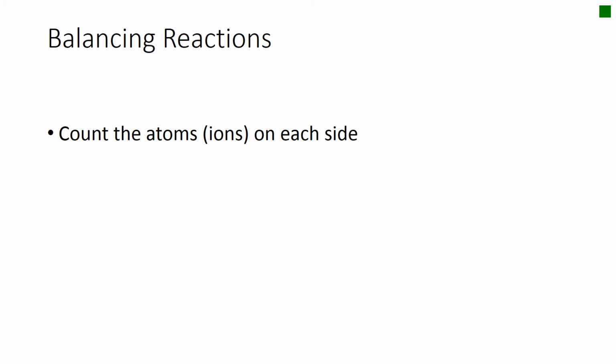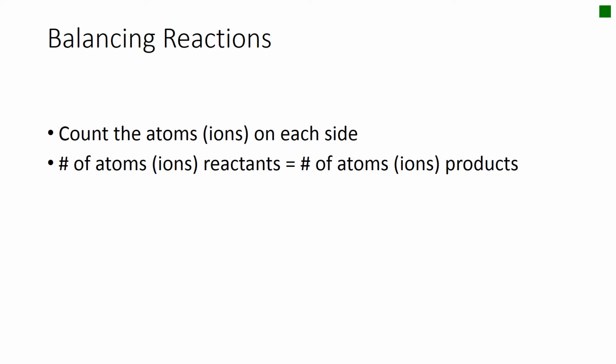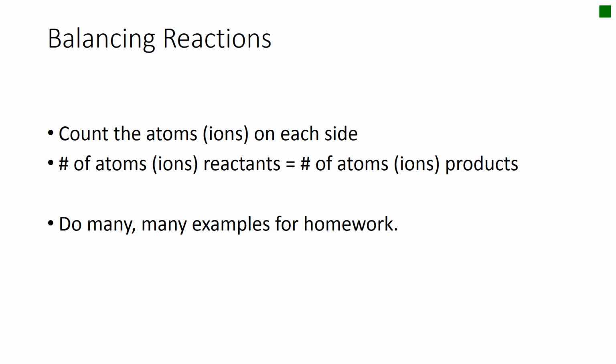Okay, so balancing reactions. You're going to count atoms on each side. The number of atoms or ions on the reactant side has to equal the number of atoms or ions on the product side. And I can't remind you enough, the same thing as the naming: practice, practice, practice. I mean, really, practice. You get better at it with time. The first time you go through it might take you a minute or two to do each one, and eventually you'll be able to do them in about 30 seconds.